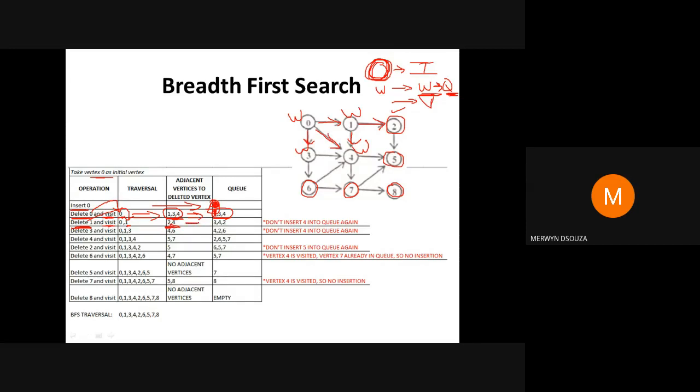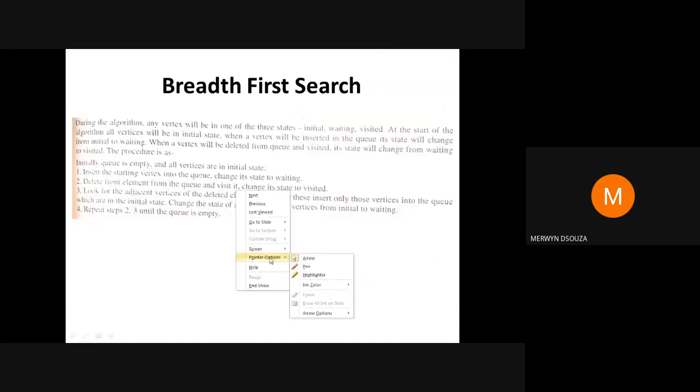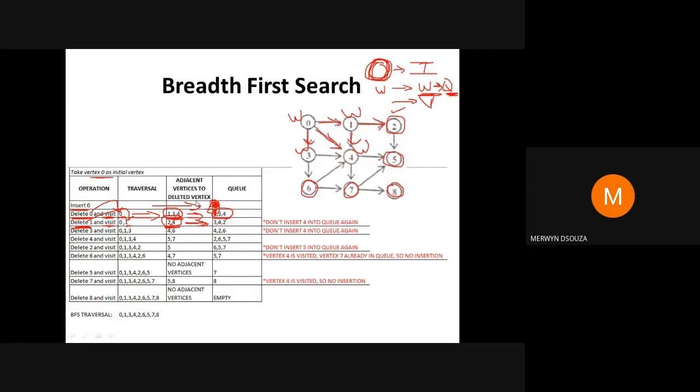Now you have to decide which of these 2 vertices go into the queue. If they are going into the queue, you are going to insert them. What is the condition? They should be in which state? They should be in the initial state. It is mentioned here: insert only those vertices which are in the initial state. So among these 2 vertices, check who is in the initial state.